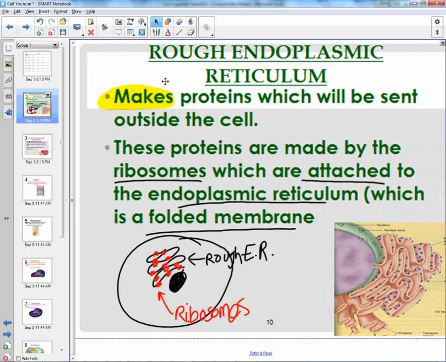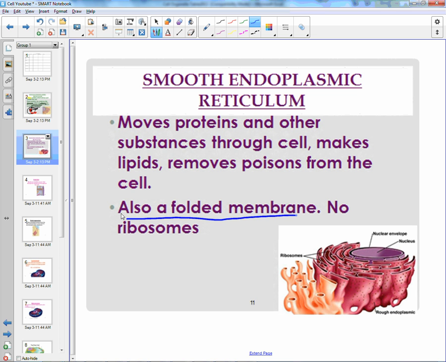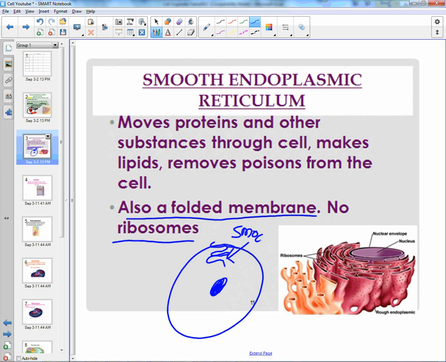Now we have rough, so we also have the opposite of rough, which is smooth. Smooth endoplasmic reticulum. So it's also a folded membrane, this is its structure. It has no ribosomes, so its structure, we're going to draw it. So if you have the cell and the nucleus, the smooth ER is just going to look like this. You can see a picture over here. So this is the rough. And then this, so it doesn't have anything on it, is the smooth.